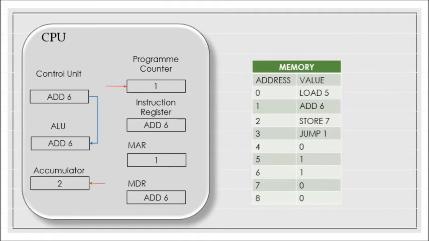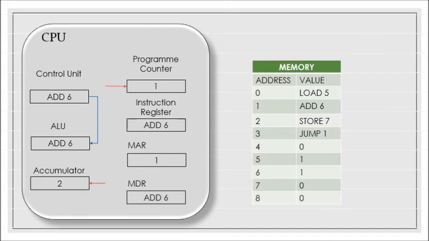The address is first loaded into the memory address register before the content can be looked at. Then the instruction from that address is loaded into the memory data register. That instruction is then loaded into the instruction register and the program counter will increment by 1. The difference is this instruction is add 6. That means add the value from the accumulator with the value from address 6.